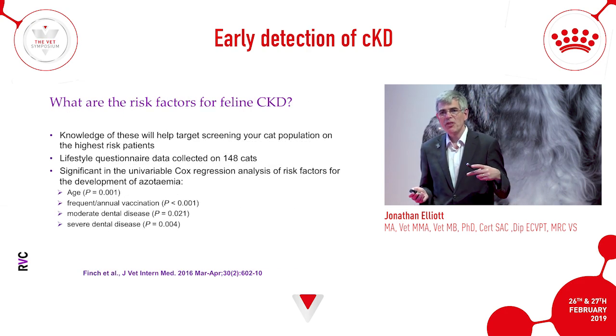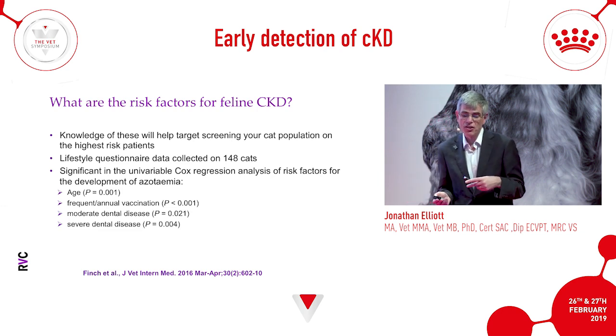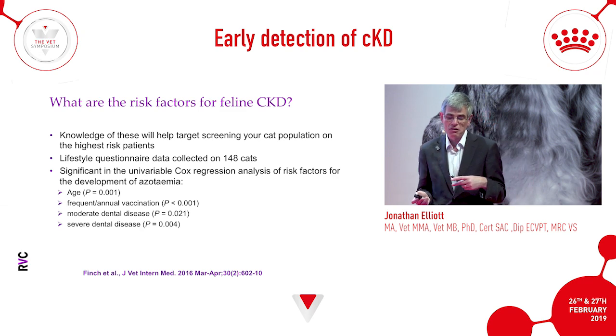So from the lifestyle questionnaires that we did in the second study, we were able to look at some of the risk factors for the development of azotemic chronic kidney disease. And that was collected on these 148 cats. And of course, age was one of the factors that influenced whether they developed chronic kidney disease or not.